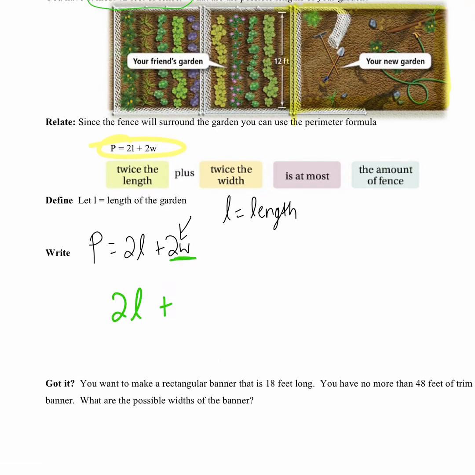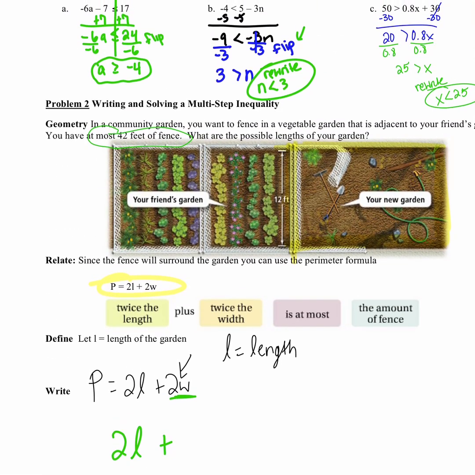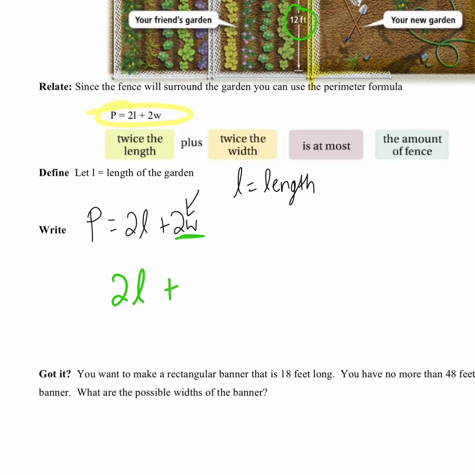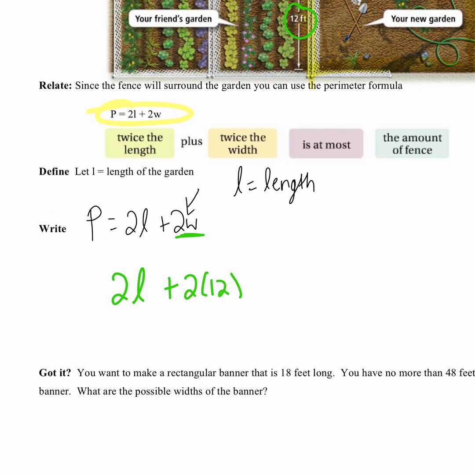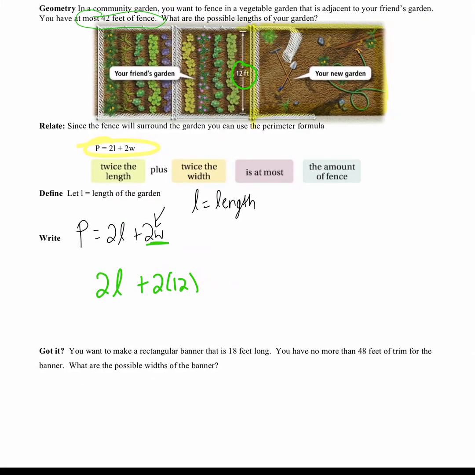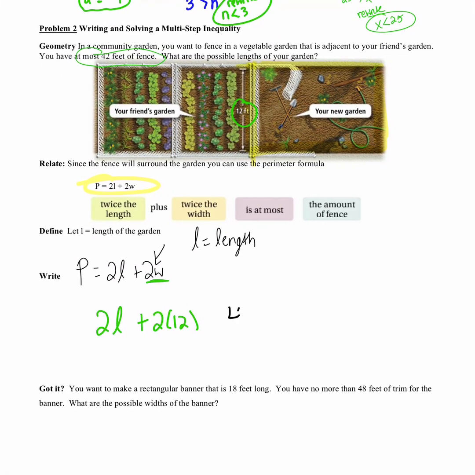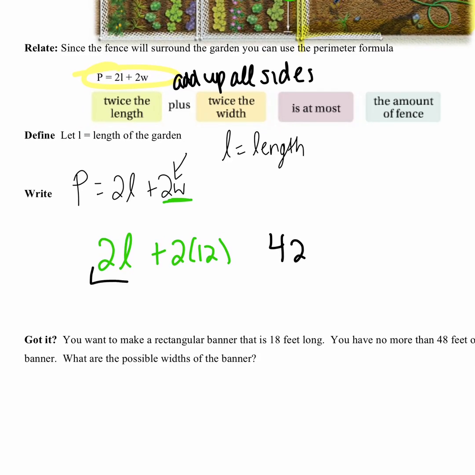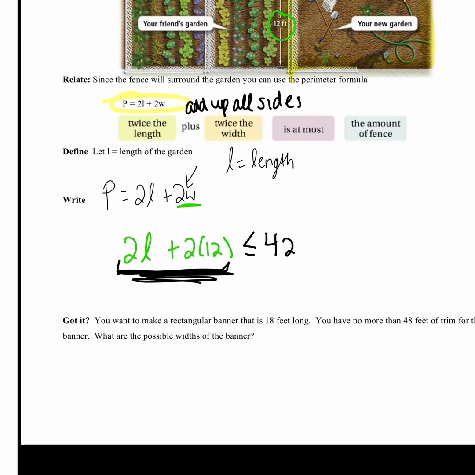We do know what the width is. It told us it was, what did it tell us? Oh, 12. So 2 times 12. Now we're working with an inequality, right? Because it used the word at most. So I'm going to write 42 and then come back to the inequality. Just a reminder here. So at most, so this over here can be at most 42, so it cannot go above. Therefore, it's less than or equal to.